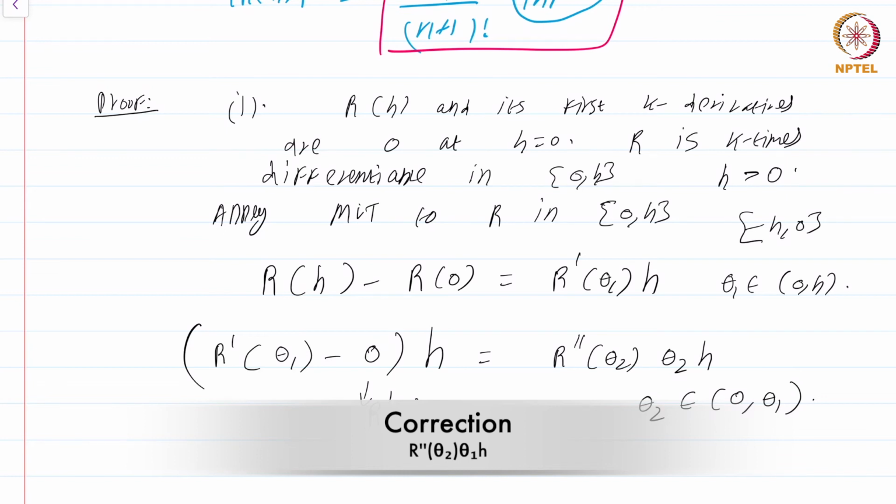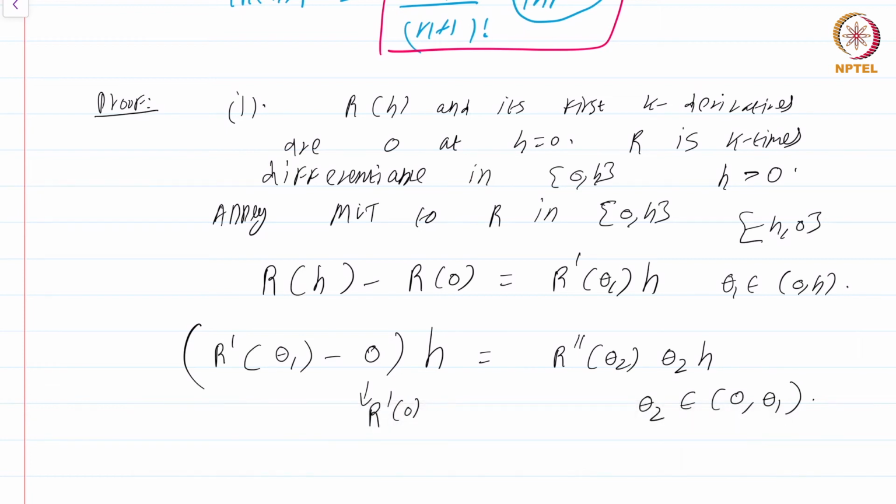Now note, we know that the function r is k times differentiable in the closed interval 0h. But we cannot apply the mean value theorem k times on this closed interval simply because we do not know whether the kth derivative of r is continuous in the closed interval 0h. That is unknown to us, because we are just assuming kth order differentiability of the function f in the open interval AB. So we cannot apply the mean value theorem k times, but we can apply it k minus 1 times.